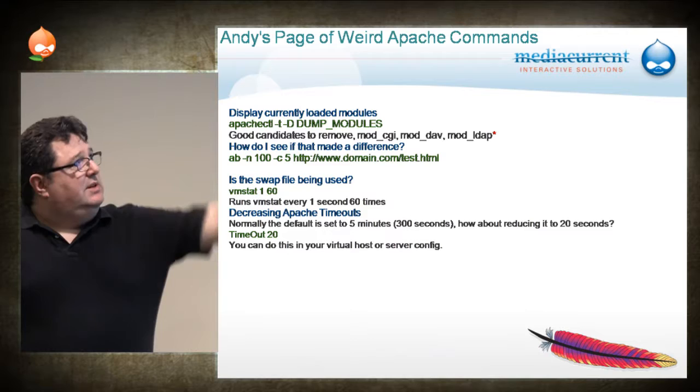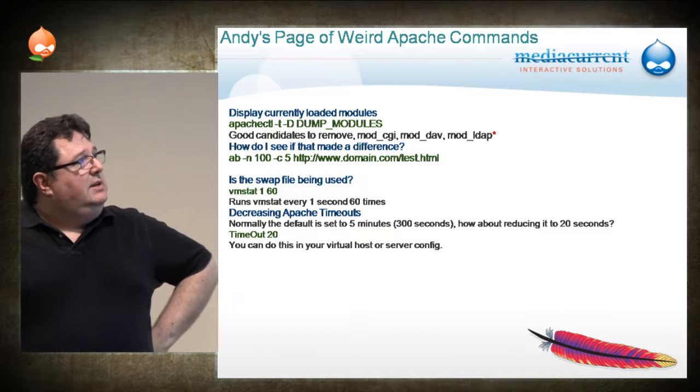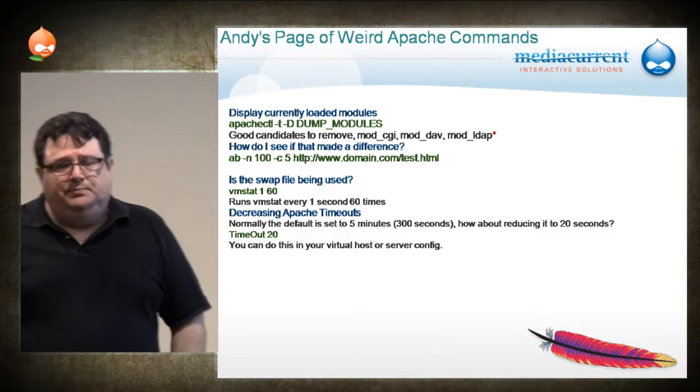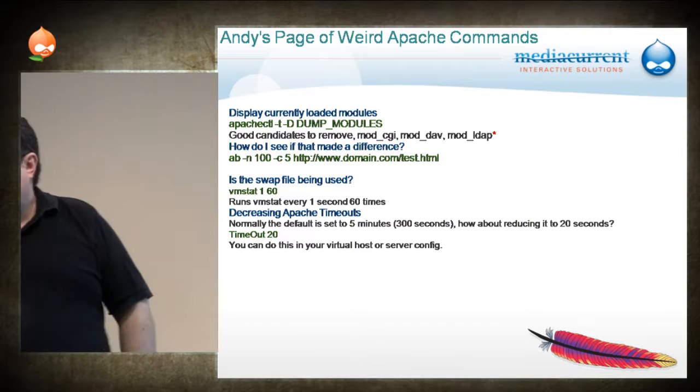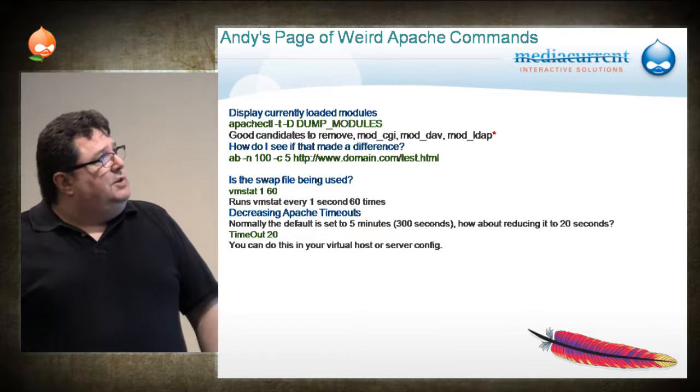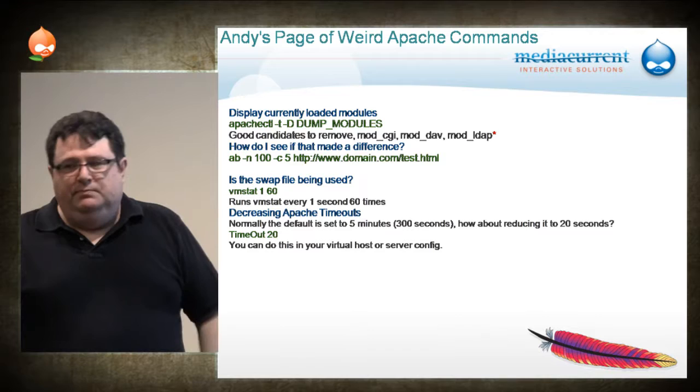Well, the next one is a command called ab, which is Apache Benchmark. This comes as part of Apache, and it's very useful. Basically, if you put a simple HTML page up, you can tell Apache Benchmark to pull that page down 100 times and to give you stats on how long it took to generate those requests from 100 pages. So if you do that before you remove the modules, and then fine-tune your module list and run it again, you can figure out if you actually got any kind of benefit out of it. So that's quite handy.